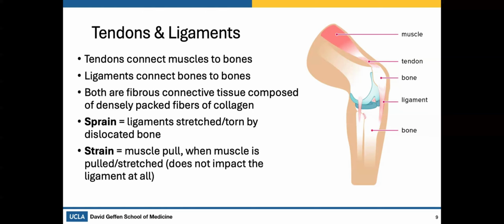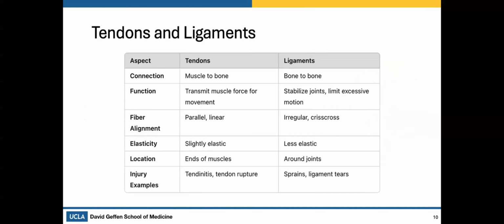Let's go into a little bit more detail on some of those differences between tendons and ligaments. As it relates to function, tendons connect muscle to bone, and they transmit the force that's generated by muscle contraction to facilitate movement. On the other hand, ligaments connect bone to bone, and their role is to stabilize and support joints by limiting excessive or abnormal movement.